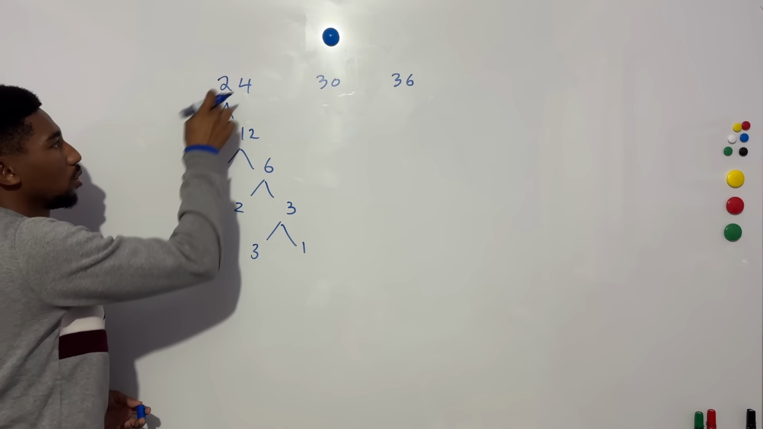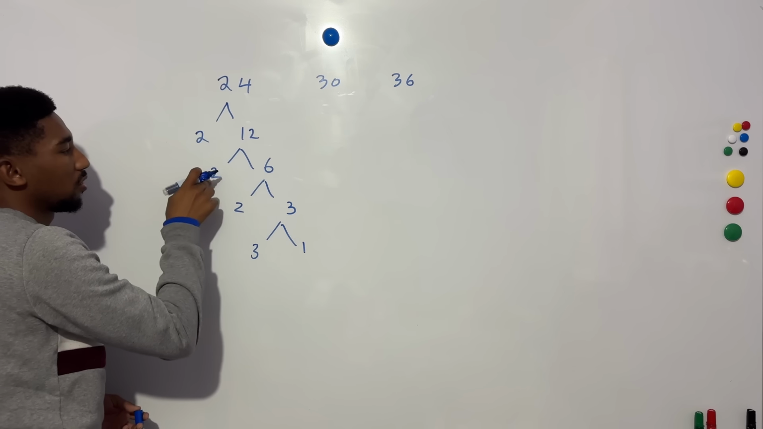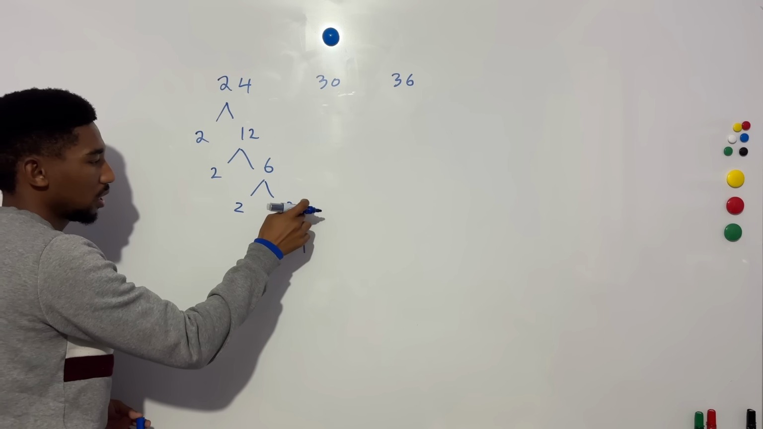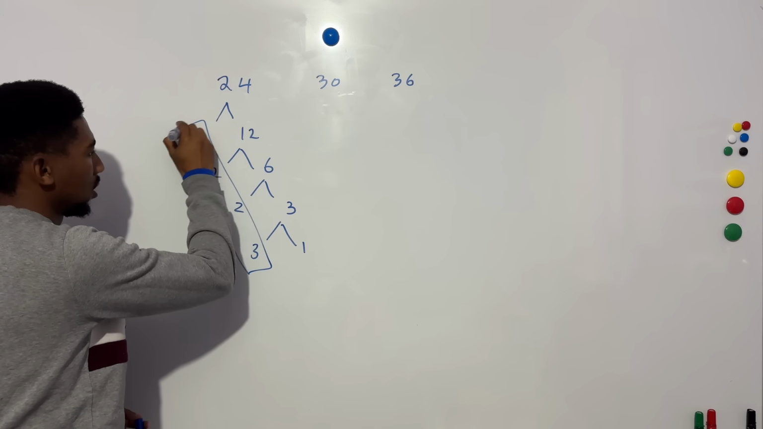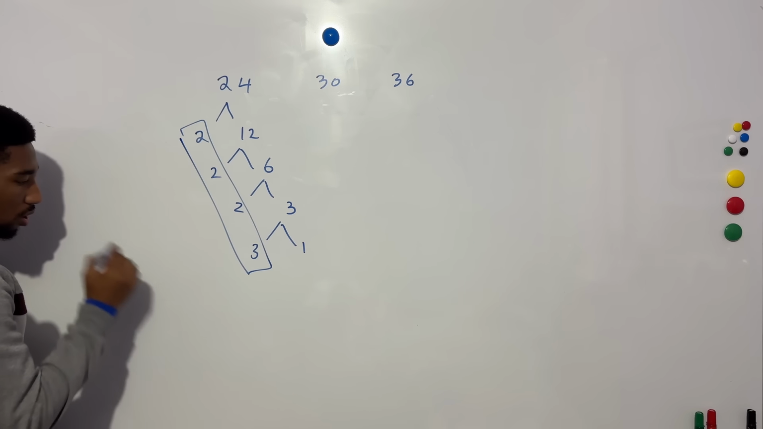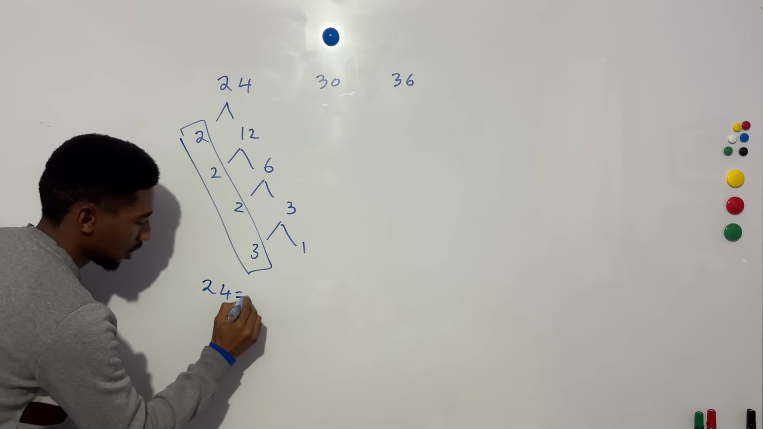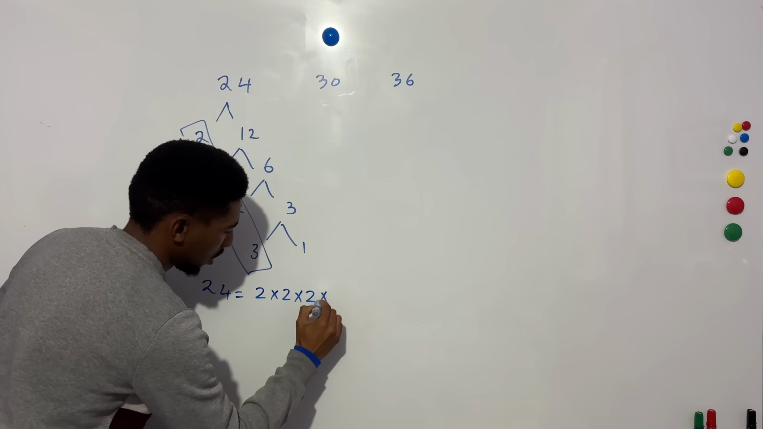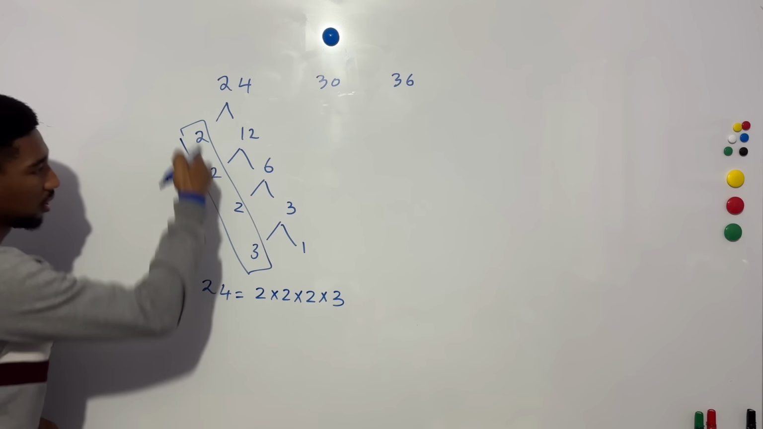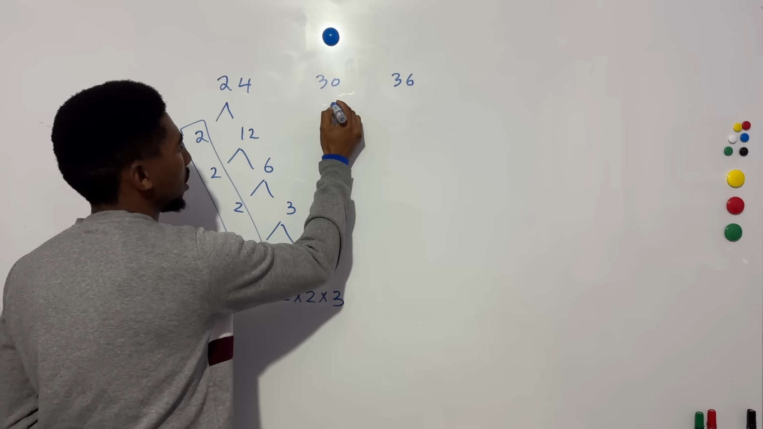We divide 24 by 2, we get 12. 12 divided by 2 is 6. 6 divided by 2 is 3. 3 divided by 3 is 1. These are our prime factors. So we know when we do LCM, we need to write our numbers as a product of its prime factors. We do the same with 30.